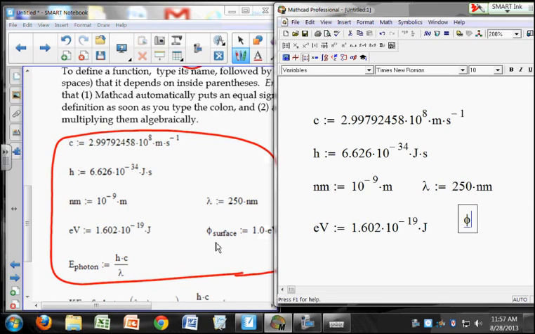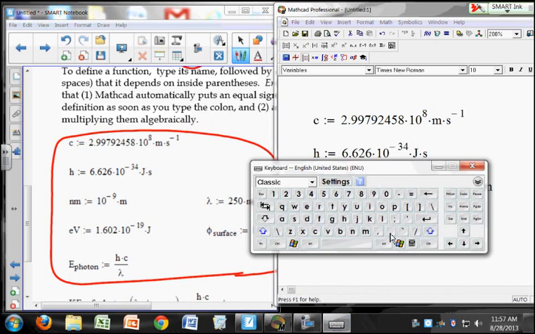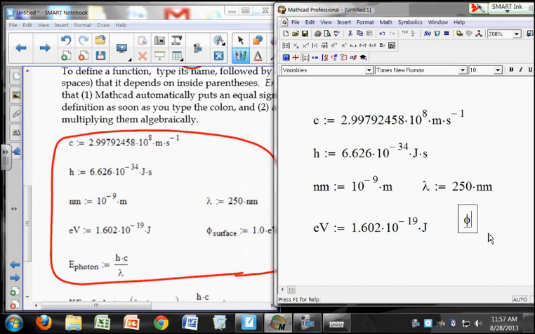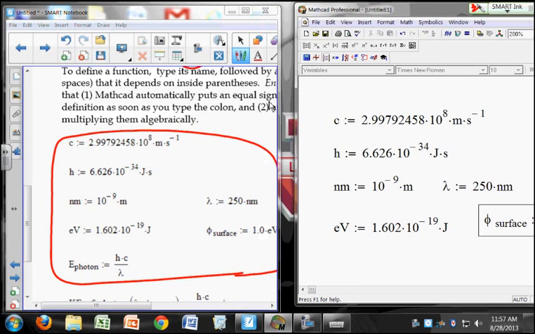Part of the name here is a subscript, surface. To enter a subscript, you press the dot or period. So dot is right here, this one right here. So phi dot surface, you'll notice surface is written as a subscript, and then colon. Okay, I want to define that as 1 electron volt.